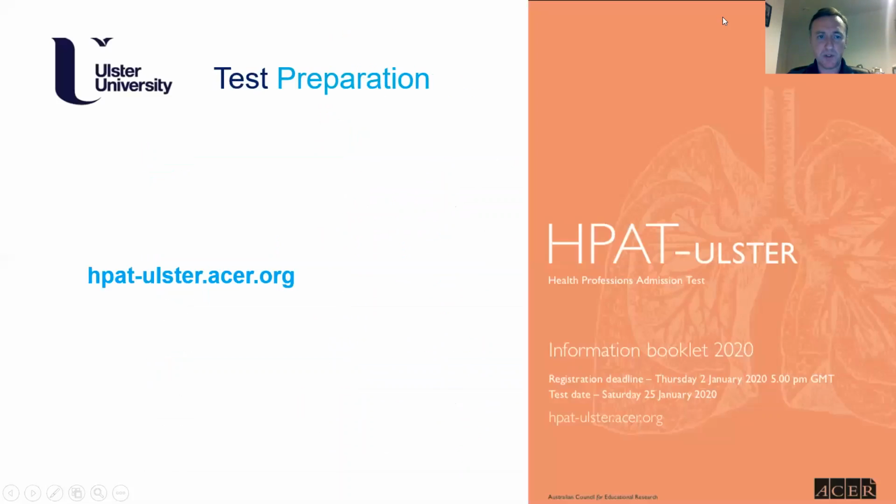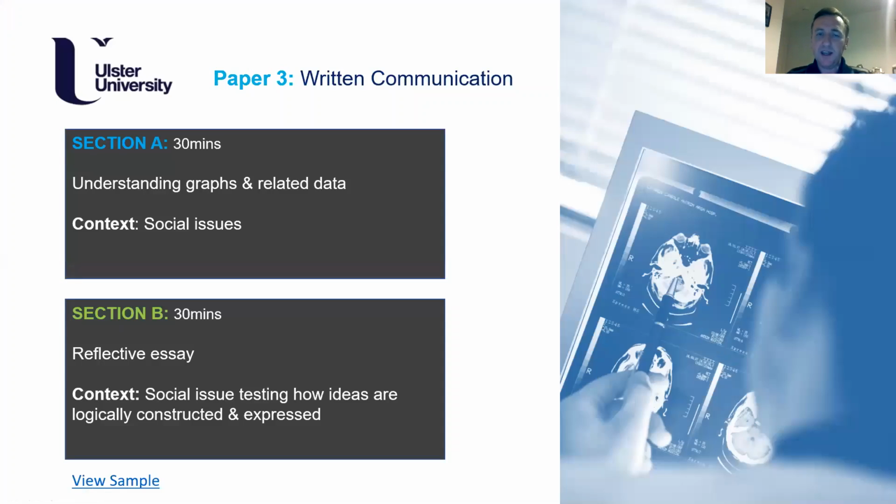Okay, so, oh, sorry, it's jumped there. So that's paper 1 and 2, an hour each, 45 questions, multiple choice, so that's that out of the way. Okay, so you're now into paper 3, which is your written communication skills. So it's 30 minutes each. Understanding, first part is understanding graphs and related data in the context of social issues, and then section B is a reflective essay, a social issue testing how ideas are logically constructed and expressed.